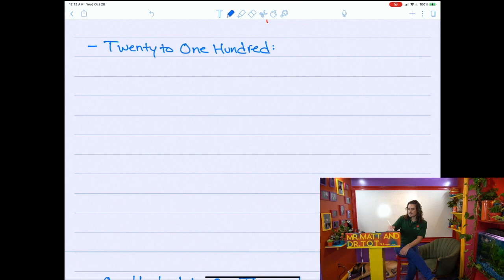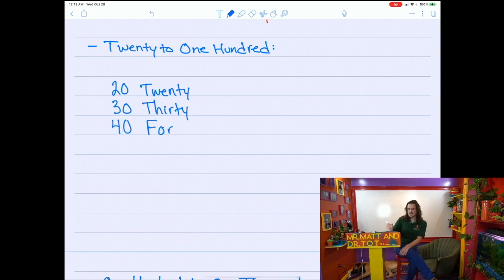So we have 20, 30, 40. Notice the spelling change here. There's no U in 40, where there's a U in 4 and there's a U in 14. So that's a little tricky there.